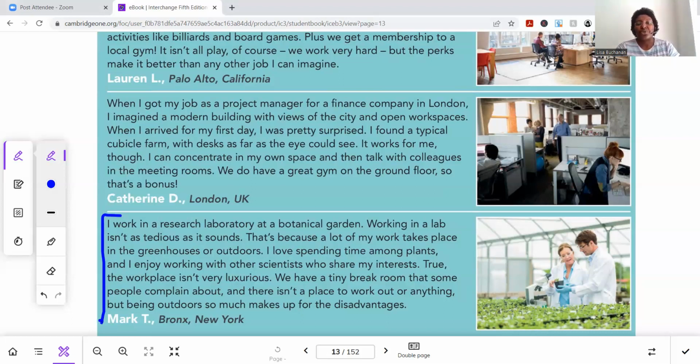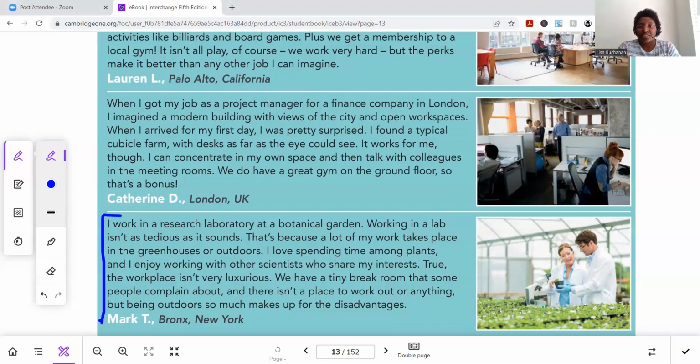I work in a research laboratory at a botanical garden. Working in a lab isn't as tedious as it sounds. That's because a lot of my work takes place in the greenhouses or outdoors. I love spending time among plants, and I enjoy working with other scientists who share my interests. True, the workplace isn't very luxurious. We have a tiny break room that some people complain about, and there isn't a place to work out or anything, but being outdoors so much makes up for the disadvantages.